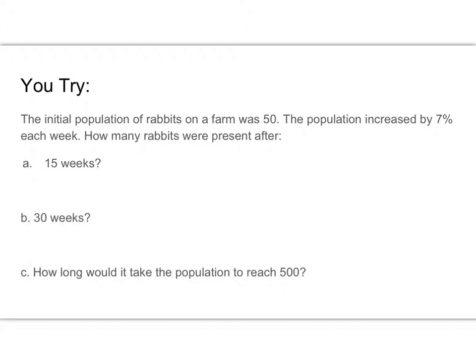Okay. Last bit of notes tonight, one for you to try. Turn this off and try it, turn it off and turn it back on when you're ready. We have the initial population of rabbits on a farm was 50. The population increased by 7% each week. How many rabbits were present after 15 weeks, 30 weeks, and then how long will it take the population to reach 500? Notice that your time here is in weeks, so that's okay. You're just going to give an answer in terms of weeks.